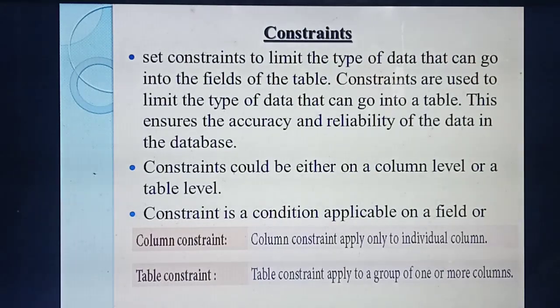You can apply the constraint for an individual column. Understand? That means only one column. Column constraint means you apply some condition for only one column. Next one is table constraint. Table constraint means you can apply conditions for more columns, not only one or two, more number of columns. That is called table constraint. So understand the difference: column constraint means conditions applied to one individual column, and table constraint means conditions applied to more columns.